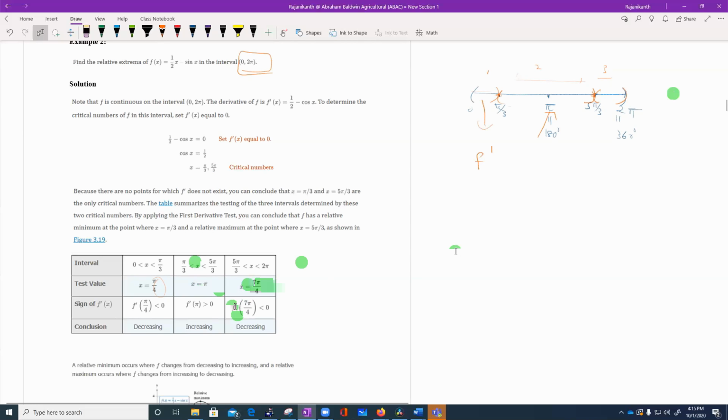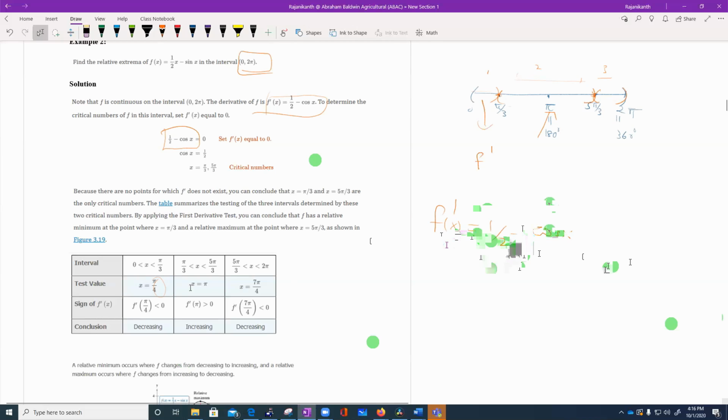And you could use either a calculator or any kind of software to figure out the first derivative values. Remember, my first derivative function is here, right? So my first derivative for this problem is half minus cosine x. Now plug all three test values into this function and check the sign, whether you are getting negative or positive.